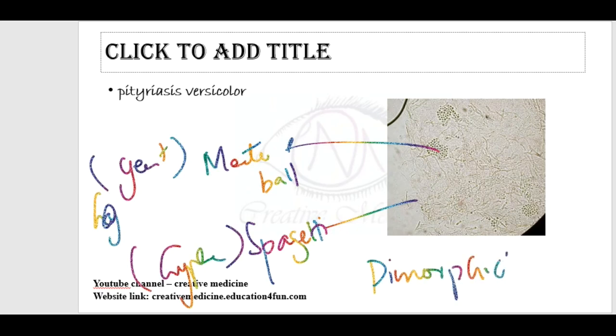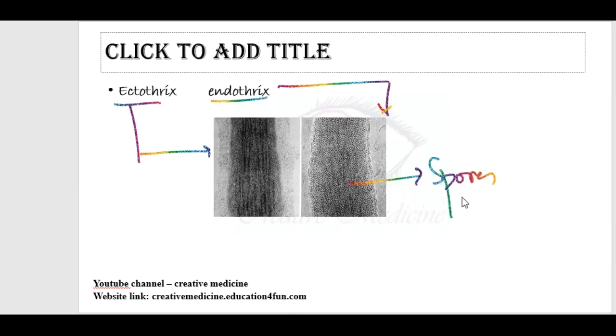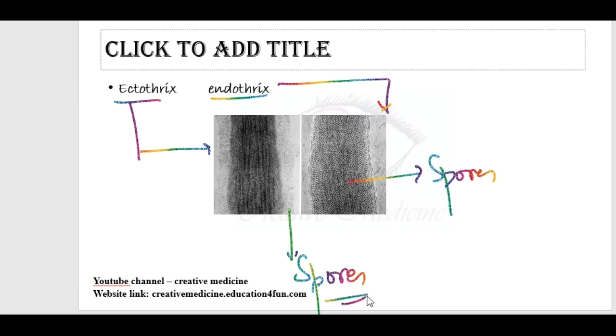Tinea capitis. Tinea capitis has ectothrix and endothrix. Both these can be seen on potassium hydroxide smears. In endothrix, the fungal spores are present inside, whereas in ectothrix the fungal hyphae are present outside the hair.